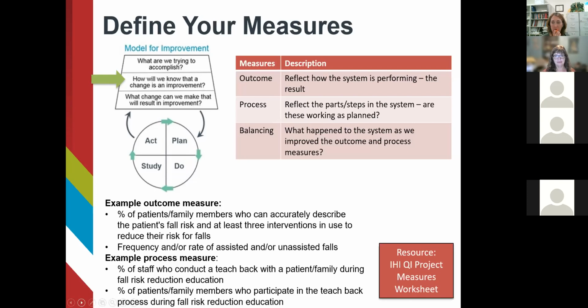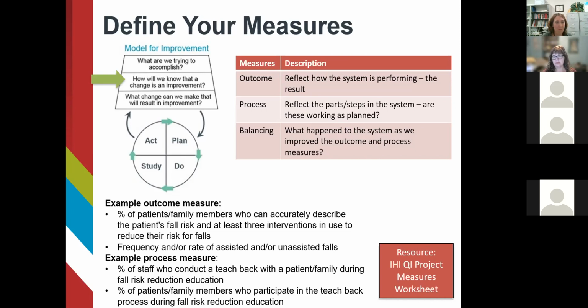Once we've defined our aim, the next question is, how will we know that a change is an improvement? And this is where we can focus on defining the specific things that we want to measure. We recognize that when you're doing a rapid cycle improvement project on a topic such as falls, it can be really difficult to see movement in the specific outcome, like fall incidences and fall rates, in such a short period of time. So we would encourage you to think about focusing on some sort of process measure, which really represents the parts or steps in our system. Are these working as planned?